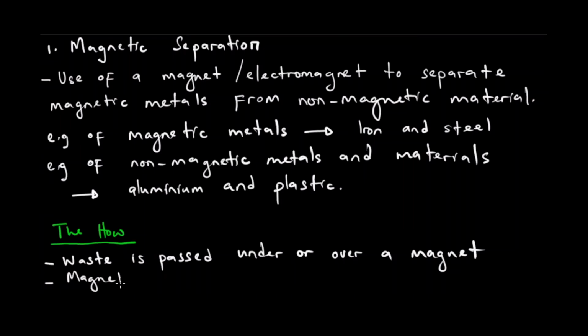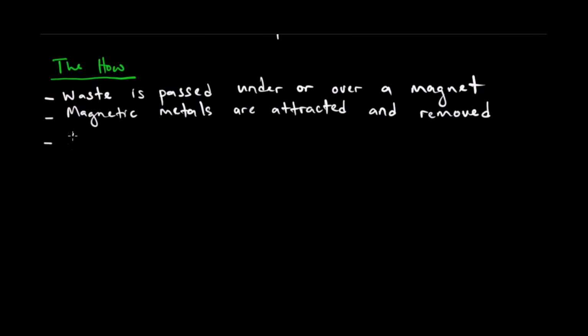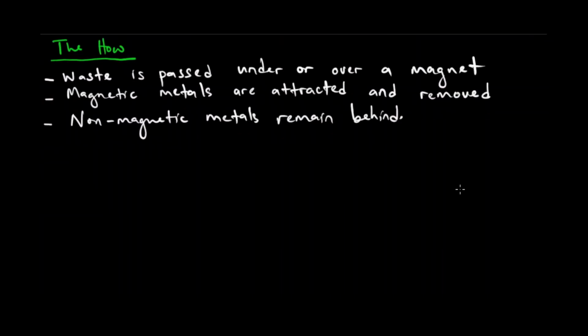Saka magnetic metals are attracted and removed. Non-magnetic metals remain behind because non-magnetic metals are not attracted. So reva kuti non-magnetic metals remain behind.